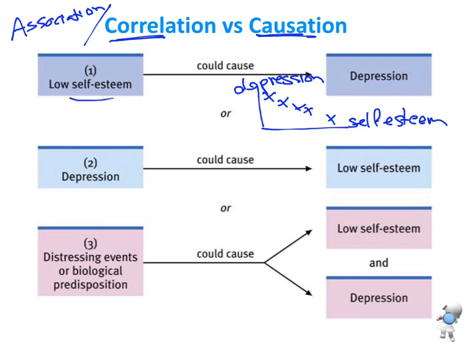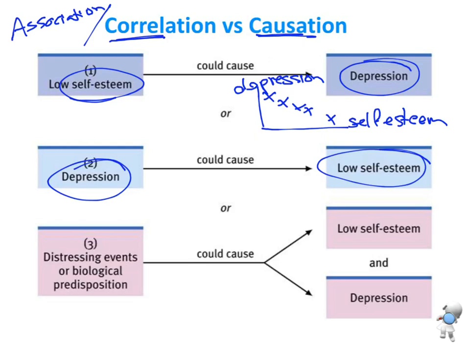Because is it that the low self-esteem causes depression? Is it that having depression causes somebody to have low self-esteem? Or is it that there's something else going on, that some other event or genetics has occurred that causes somebody to have both low self-esteem and depression? Okay, so when we're just looking at a graph of self-esteem versus depression, that isn't a causation graph. That is just looking for some kind of relationship, some correlation or association.